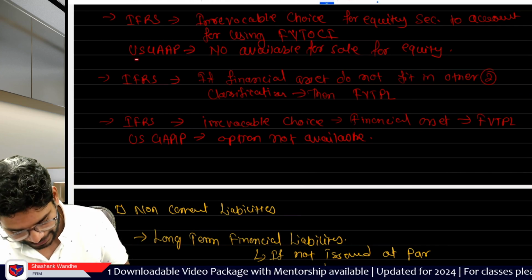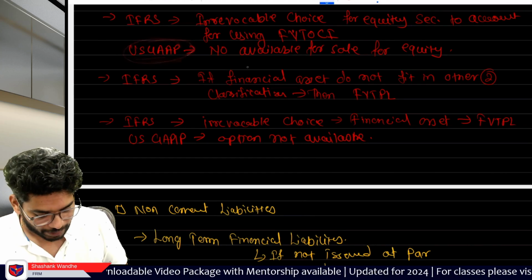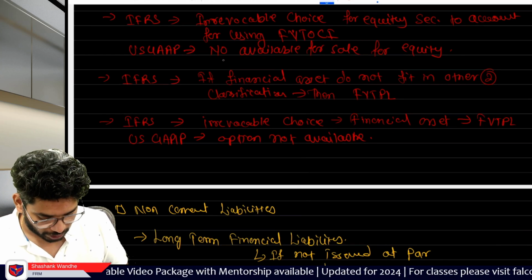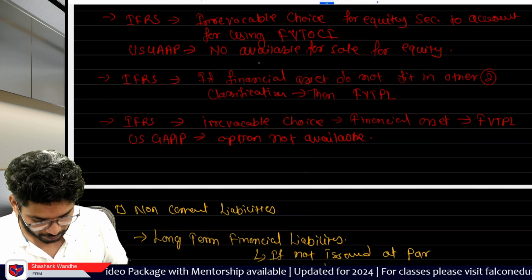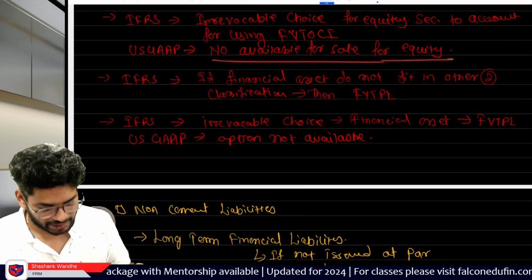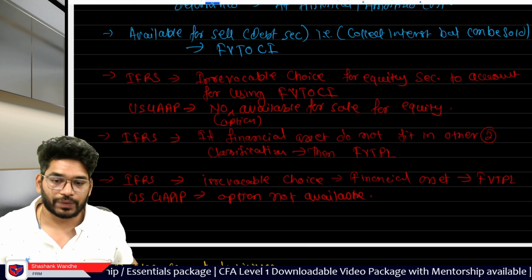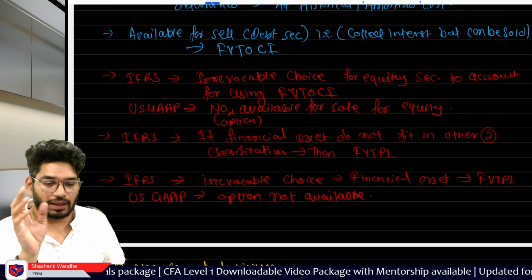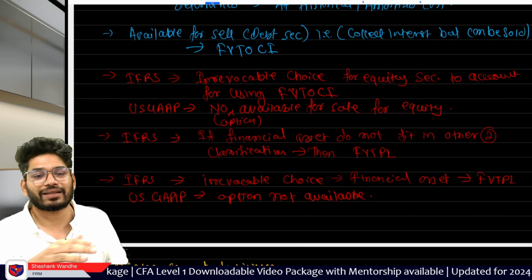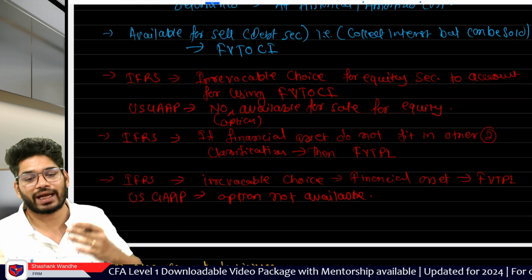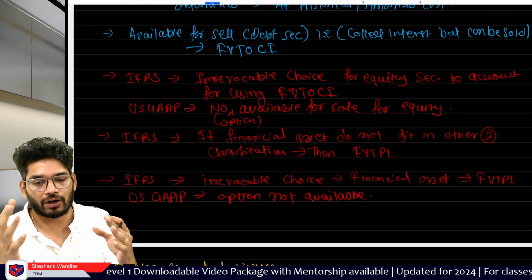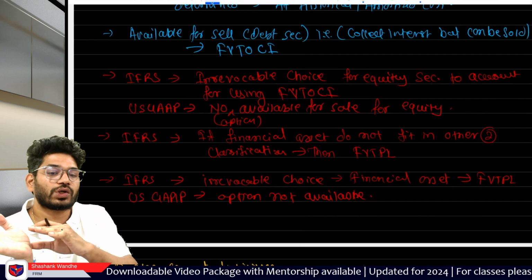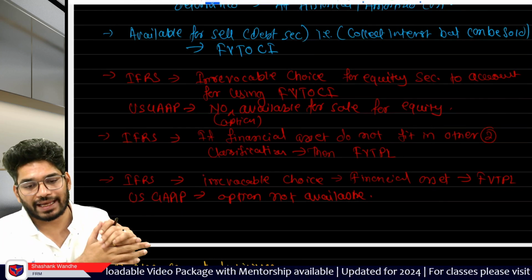Remember this. And then second, in US GAAP, no available for sale for the equity. Just a second, there is a correction here. Now in the US GAAP, there is no option for available for sale for the equity. Remember, these are the parallel categories. FVT OCI and available for sale is the parallel category for IFRS and US GAAP. So same option is not available here in US GAAP.